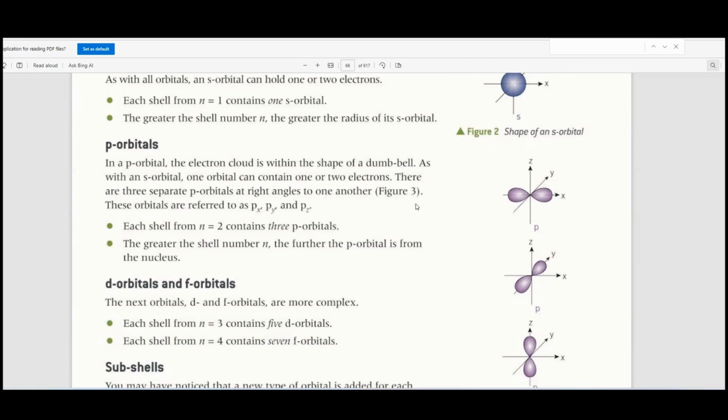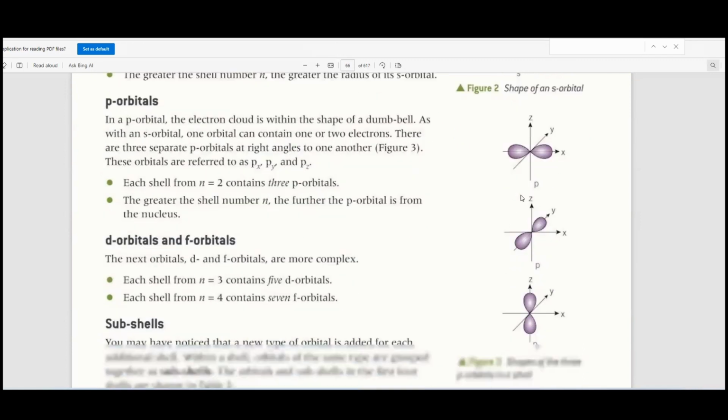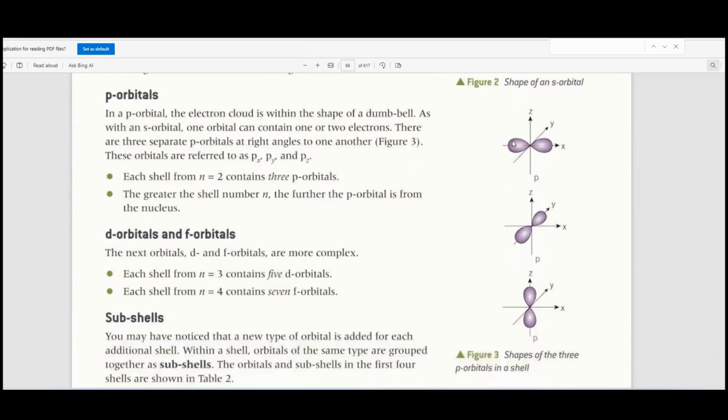So just like an s orbital, a p orbital can also have one or two electrons, not more than that. But there are three separate p orbitals at right angles to one another. This one is along the x-axis, the other one is along the y-axis, the third one is along the z-axis. So all of this is p.